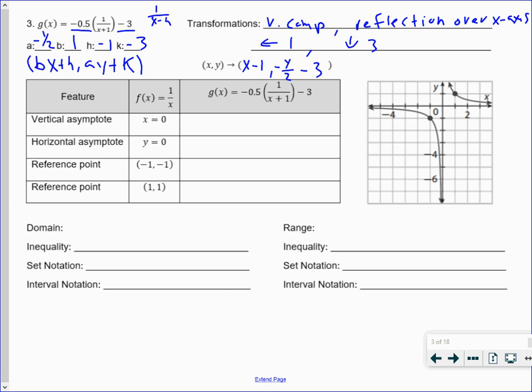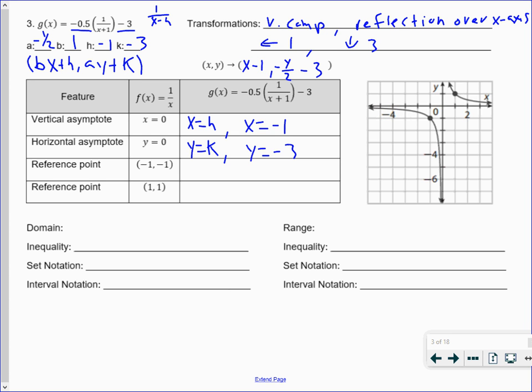But actually, before we do that, let's figure out what our vertical and horizontal asymptotes are. Our vertical asymptote is going to be x equals h, or in this problem, x equals negative 1. Our horizontal asymptote is y equals k, or in this problem, y equals negative 3.